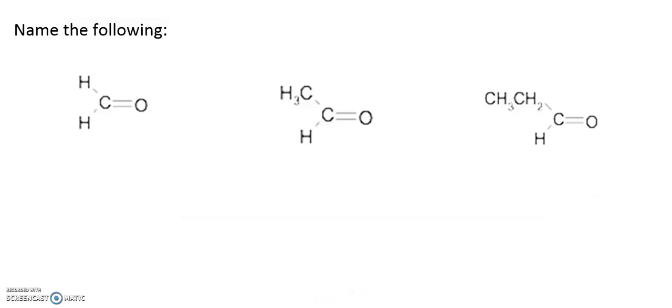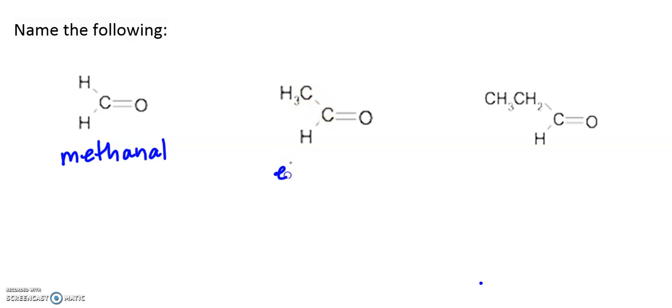So in this first one, I have an N carbon. Well, I only have one carbon. So if I have one carbon, it's methane. And with an aldehyde, I just drop the E and I write meth, and instead of an E, I write al. So methanal.